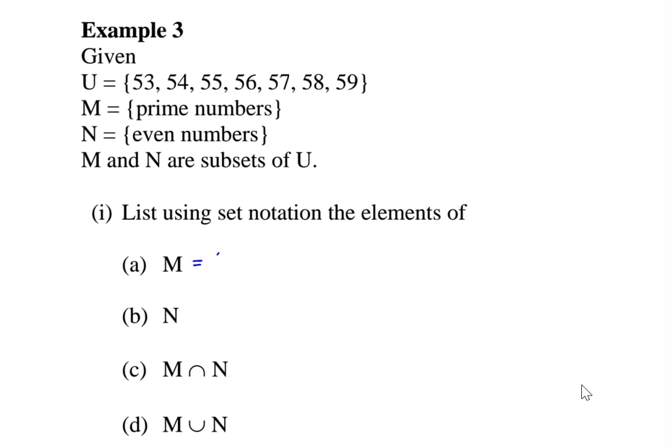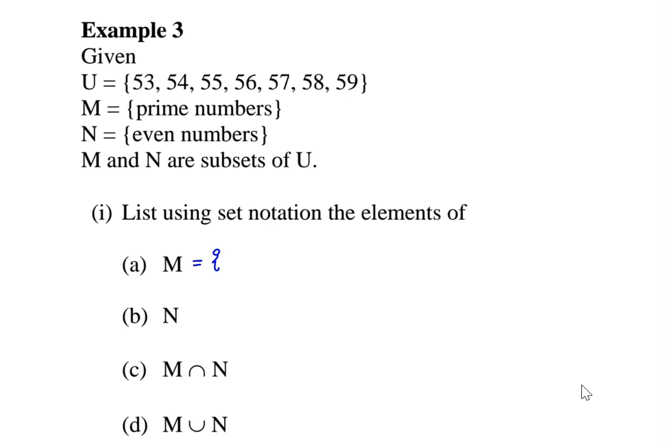So the first thing is that we need to be able to identify the prime numbers between 53 and 59 inclusive. All right, a quick way to evaluate if a number is a prime number is to see if the number can be divided by 2, 3, 5, or 7. If the number can be divided by 2, 3, 5, or 7, it is not a prime number. Clearly we can see that 53 cannot be divided by 2 because it doesn't end with an even number.